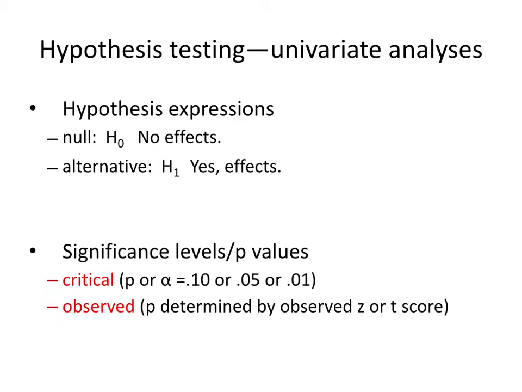A null hypothesis, which is symbolized as H sub 0, means there's no effect, there's no difference. And the alternative hypothesis, typically symbolized H sub 1, is yes, there is a difference, there is some effect. That may be a directional effect. It may be that one group should score higher than another group, or one condition should be better than another condition, or it may simply be that they're not equal.